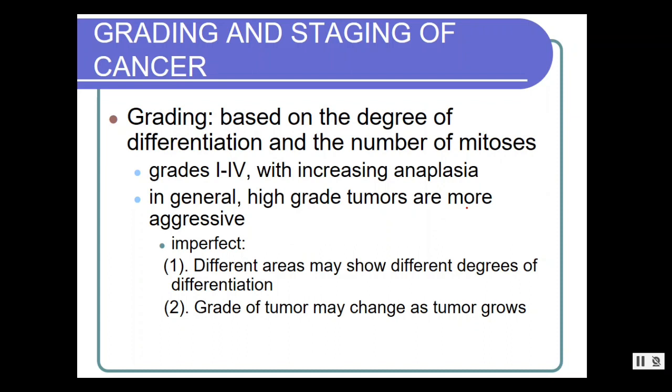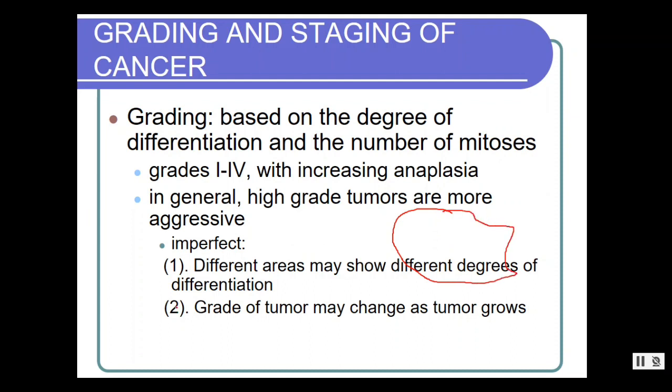However, there are imperfections of grading. Different areas may show different degrees of differentiation. For example, I will use this pen, let me see, a red one. For example, this is the tumor.